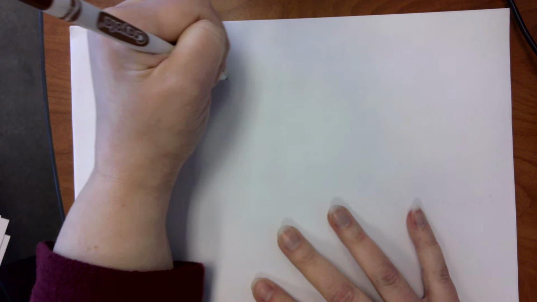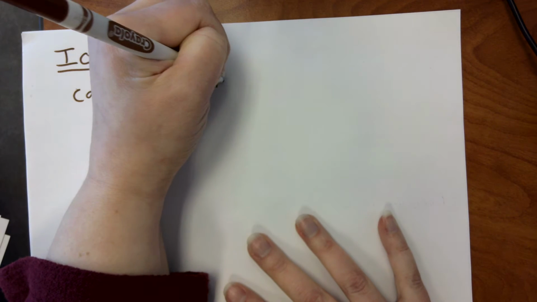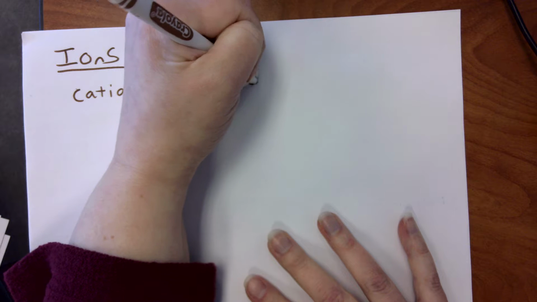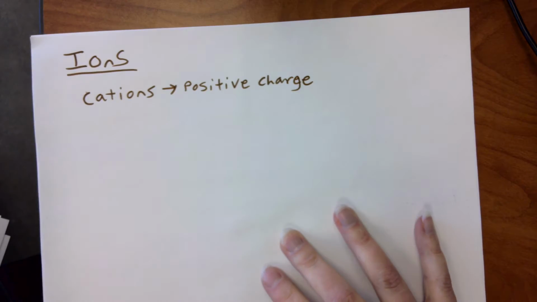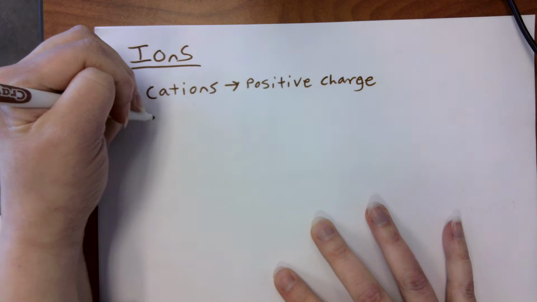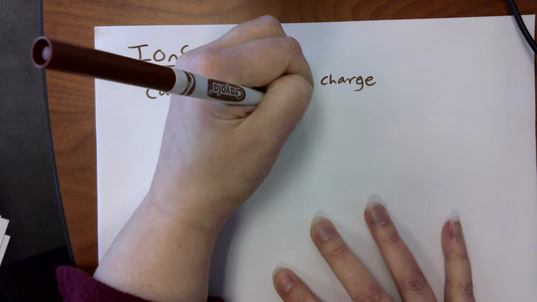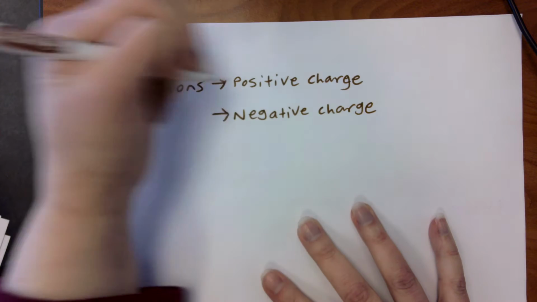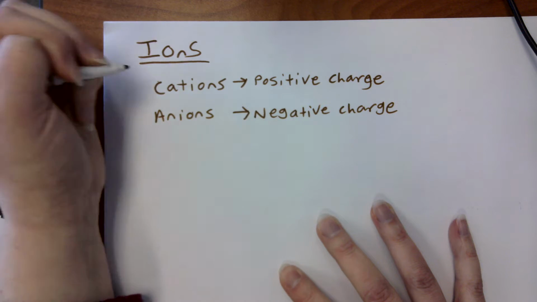So like I said, these ones are positively charged, with a positive charge. Okay. And then we have the ones that are opposite of these that are negatively charged. And those ones are called anions. Okay.